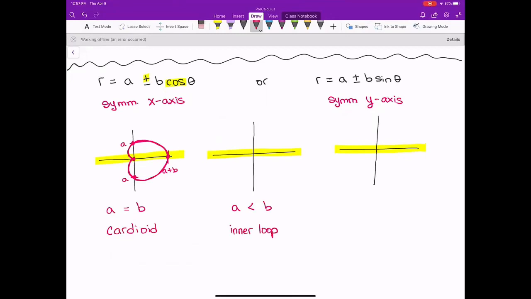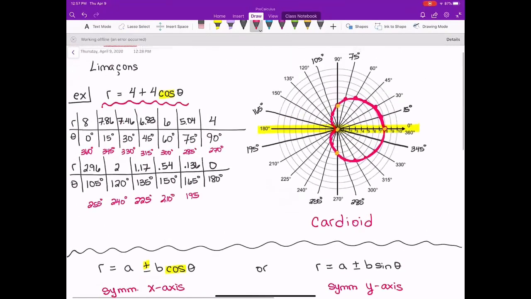Remember, all of these are still considered limacones. So again, you're going to go out to a value, and again, I'm going with the scenario where it would be A plus B cosine of theta. So go out to a value of whatever the sum is of the two numbers, just like for the cardioid. So in the example that we did up here, my two numbers were 4 and 4, so that's why I was out here at a value of 8.